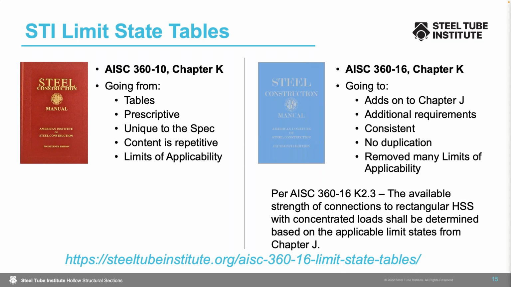What we're going to is Chapter K in 360-16, which is really just adding on to information that's in Chapter J. It's additional requirements. And this way the code is very consistent, there's no duplication, and a lot of these limits of applicability were removed because we're not looking at tables anymore, we're looking at actual formulas. So per AISC 360-16, the available strength of connections shall be determined based on applicable limit states from Chapter J.